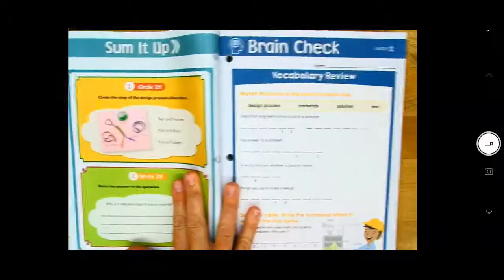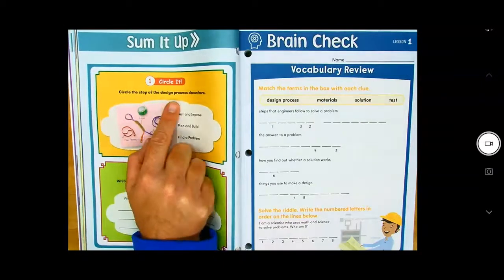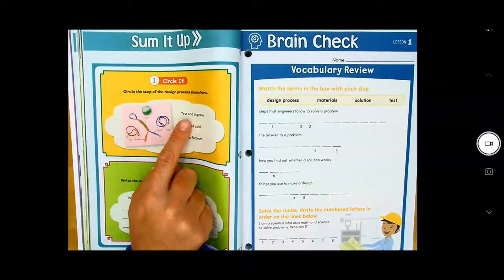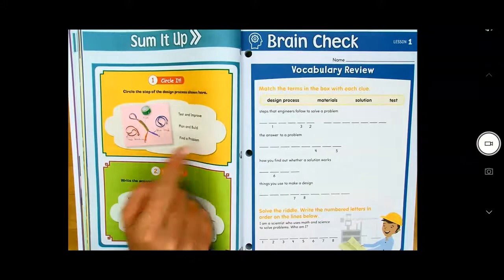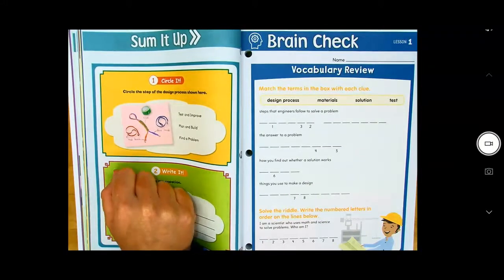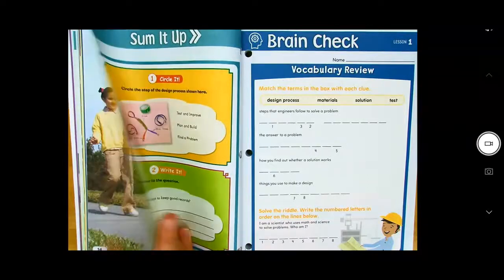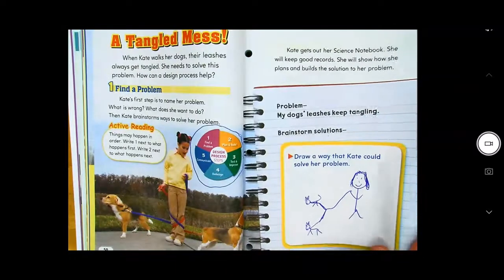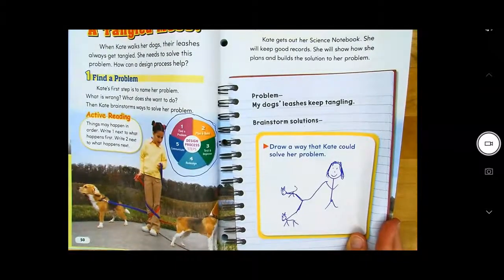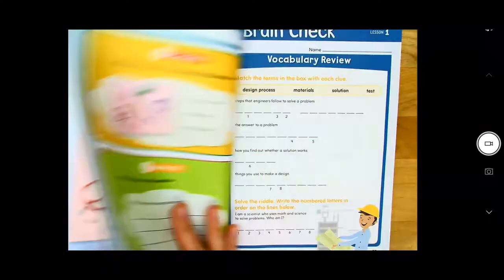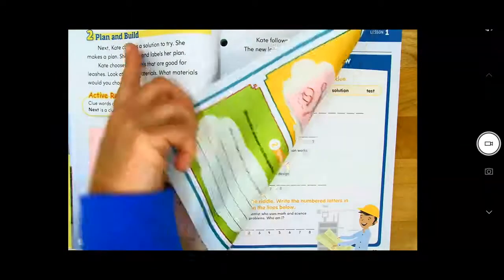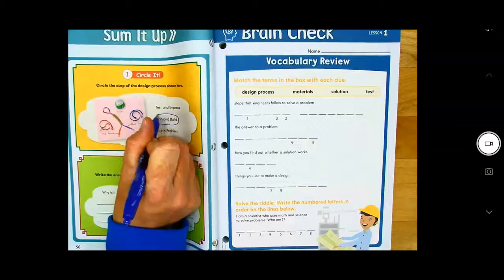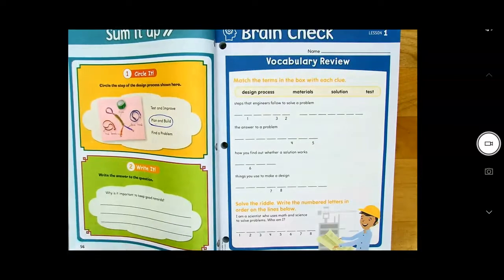Okay, here's your sum it up. Circle the step of the design process shown here. So what process was this part of? Was it the test and improve, plan and build, or find a problem? Now remember, find a problem was to figure out what she was going to test. Okay? So that was on this page. That was her problem. And then when you see this picture, it's under the number 2 step, plan and build. Always go back in your book and find the answers.